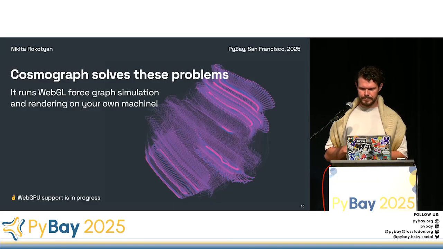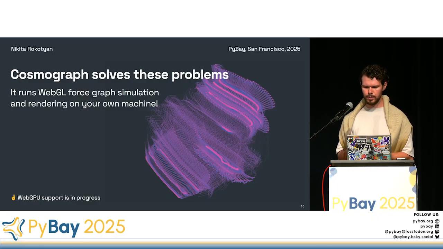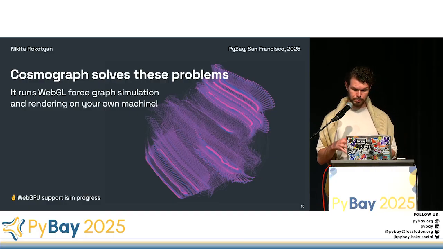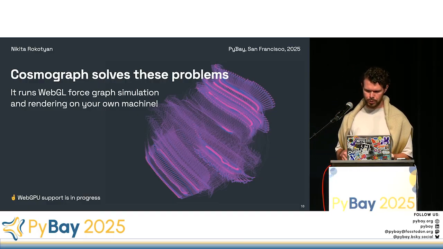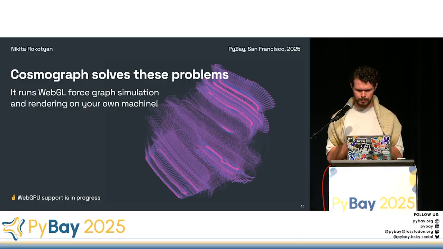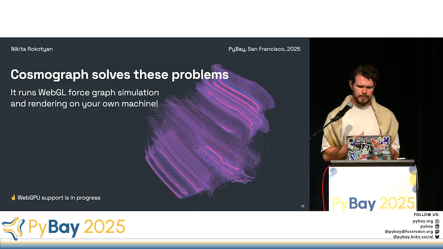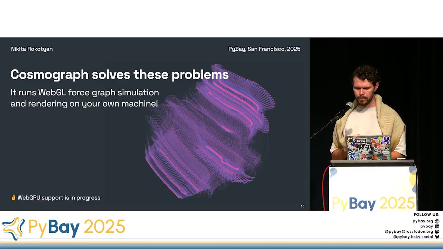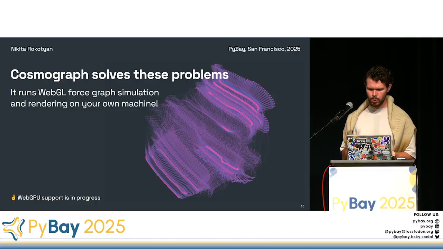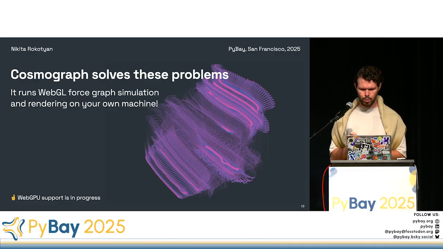As you can imagine, since I'm giving this talk, the outcome was quite successful. Cosmograph solves both of the mentioned problems. It runs a WebGL force graph simulation on your machine. Everything happens locally. We don't use any server-side backend. We don't use CUDA. It all runs in WebGL on your computer. WebGL is a computer graphics framework, and we use this trick where we encode the data in textures and run the algorithm in shaders. If you don't know what a shader is, it's a program that runs on GPU cores in parallel.